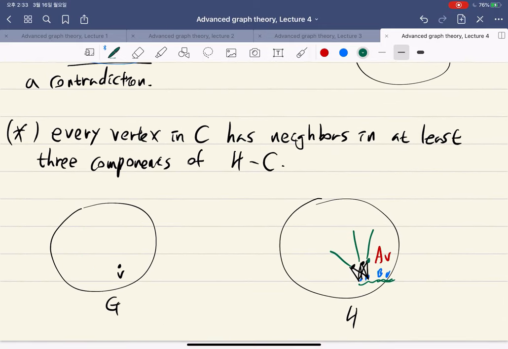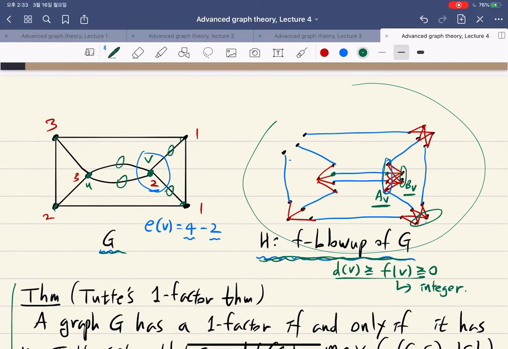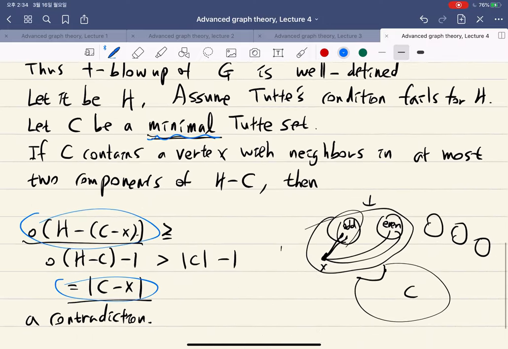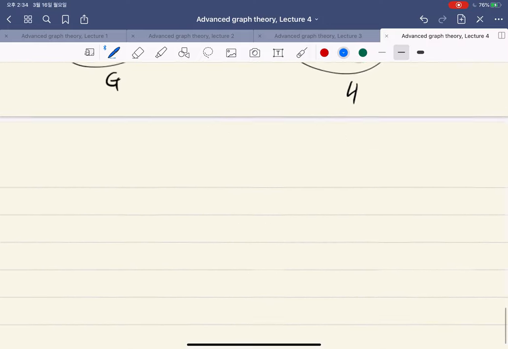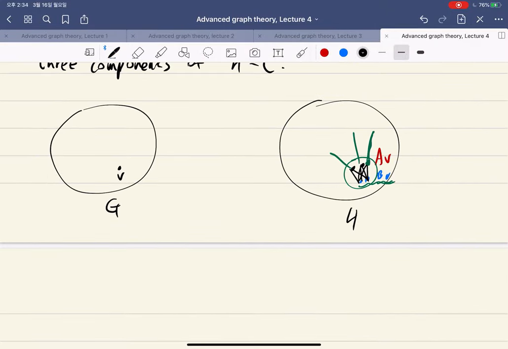And also, these vertices here have only one neighbor outside of this cluster. These vertices have neighbors in B_v, and except that, we have only one neighbor using these blue edges. So using this structure, we can actually prove some fact about how this C looks like.